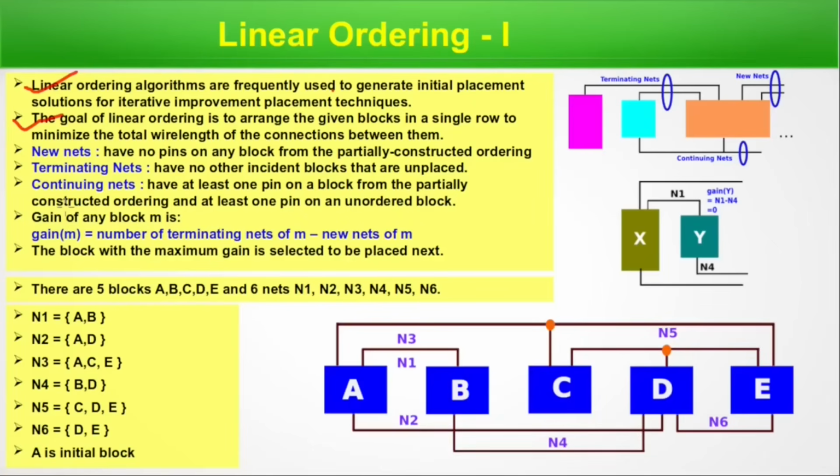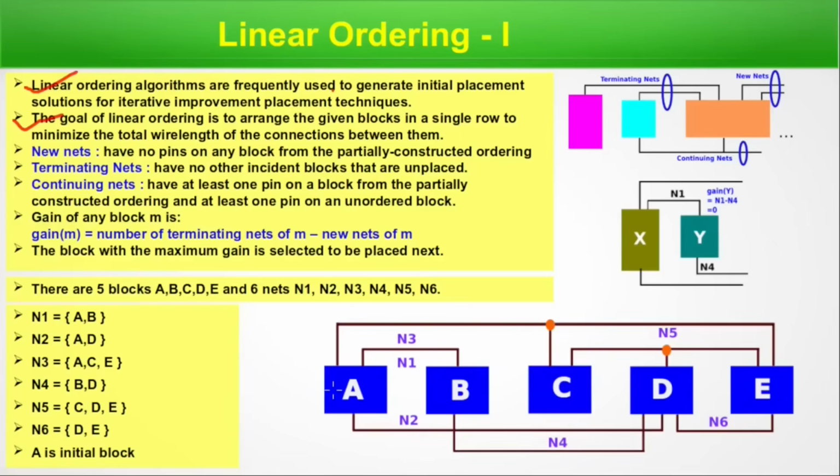Now there are some prerequisites. We need to understand a few definitions. Based on that, we will arrange the blocks. New net, what is the definition of new net? Nets that have no pins on any block from the partially constructed ordering. So how will we understand what a partially constructed ordering is? If that is the original structure and we can see these are the net connections, we want to minimize it. We want to rearrange the placement of these blocks such that the net length becomes less, right?